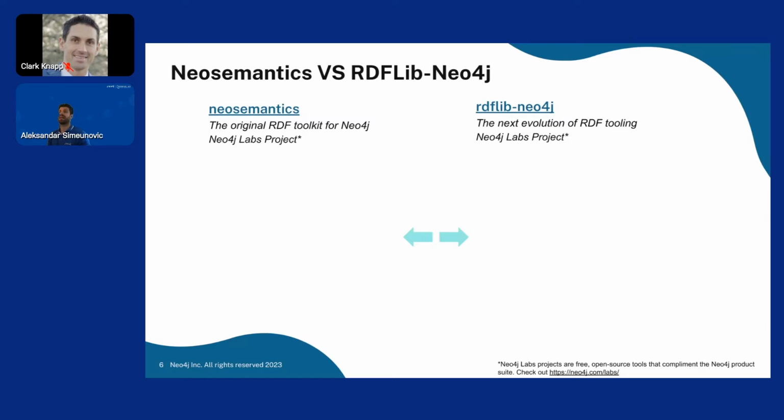I want to step back and compare a little bit NeoSemantics functionality versus RDFLib functionality. So NeoSemantics has been around for quite some time, and it's been the original RDF toolkit for Neo4j. It's a Neo4j Labs project, which means that it's free, it's open source, and it complements the Neo4j product suite. It's been around since 2016 and developed by a dear colleague of mine, Jesús Barrasa. Big shout out to you. And RDFLib is the next evolution of RDF tooling. And we started developing this earlier this year, so it's quite new.